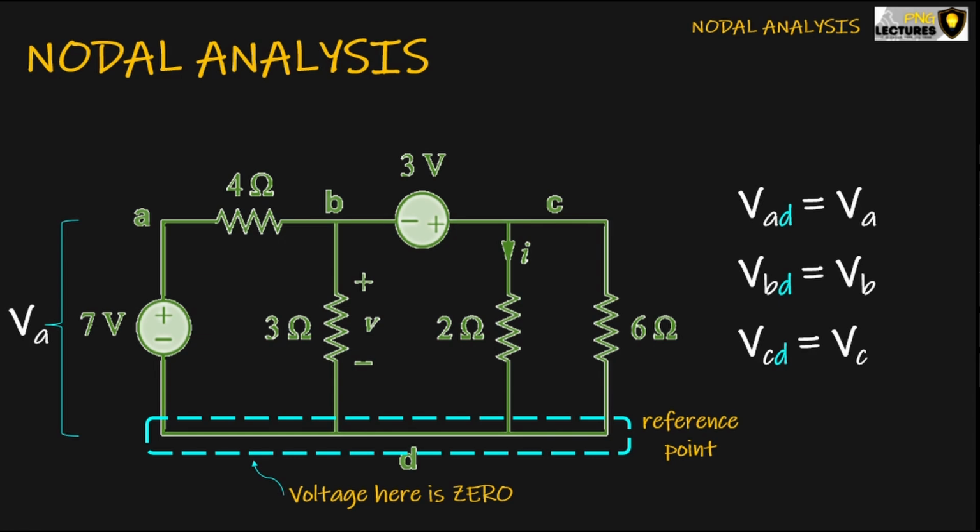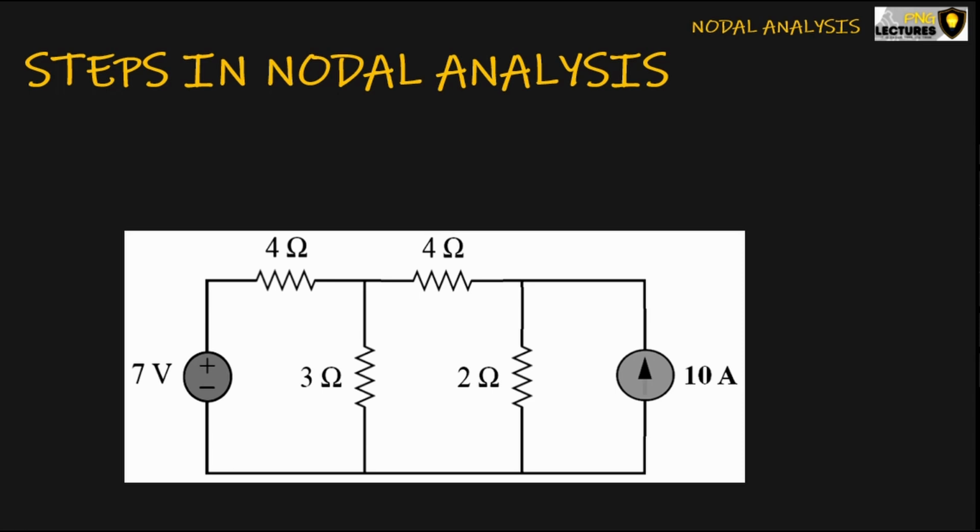So now that we have introduced the concept of node voltages, we are ready to proceed to the steps in applying nodal analysis. Let's discuss the steps in determining node voltages using nodal analysis. Suppose you have a circuit as shown. The first step in nodal analysis is to select a reference node and label it as the circuit ground, or sometimes in other books we call it the earth.